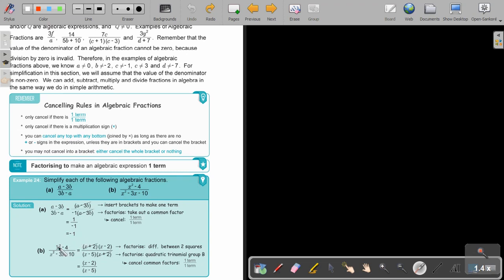In this one, it's a difference between 2 squares, so it's x plus 2, x minus 2, and in this one it's a trinomial, group B, so I factorize, and then I cancel, and that will be my final answer. Remember, you cannot cancel that x with that x, because it's inside the bracket. Only a full bracket can cancel a full bracket, if they are identical.